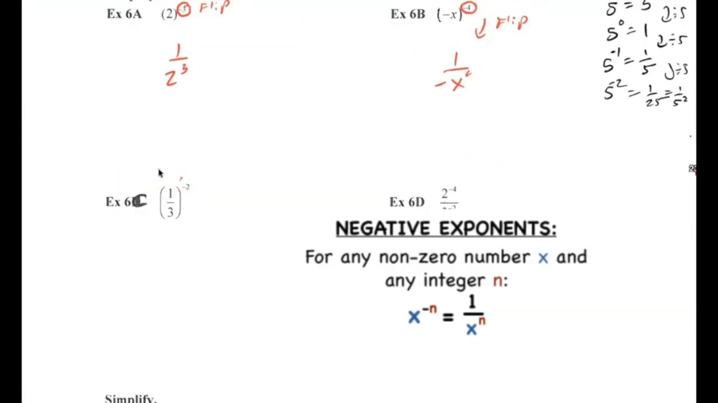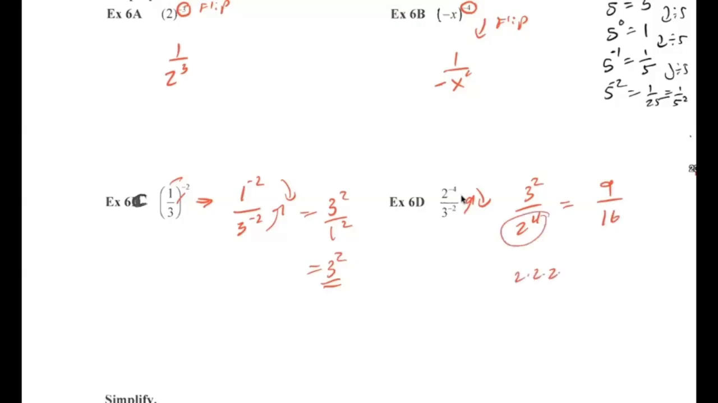Let's distribute this first. We get 1 to negative 2 and 3 to negative 2. That's going to flip up. That's going to flip down. And now you get 3 squared over 1 squared, which is the same thing as just 3 squared, which is the same thing as 9. So same thing we've done here. Flip that up, flip that down. 3 squared over 2 to the fourth. Or if I want the actual numbers, 9 over 16. That's just 2 times 2 times 2 times 2, which is 8 times 2, which is 16.